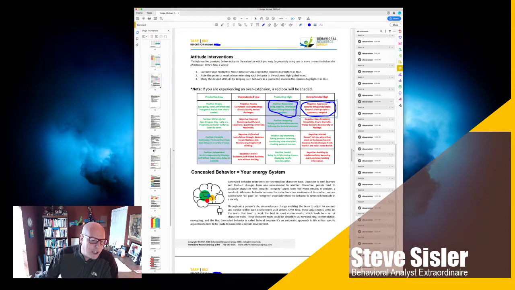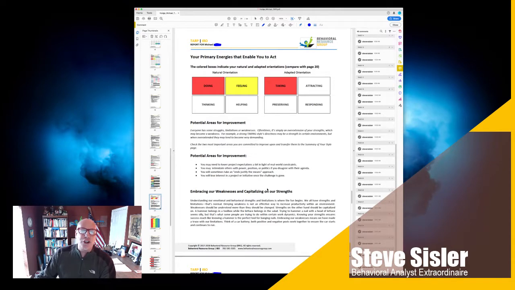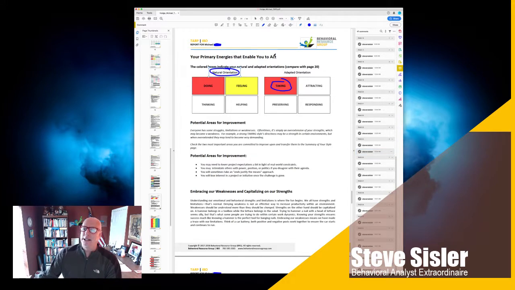A bunch of statement sets. I'm just going over them. We talk about taking, attracting, responding, preserving, and outline exactly what it means. Then we measure you. So naturally, this person is doing and feeling, when at work, boom, taking: takes control, takes the lead, initiates activity. And I don't care if you like me, because I'm not about attracting right now. Super powerful.